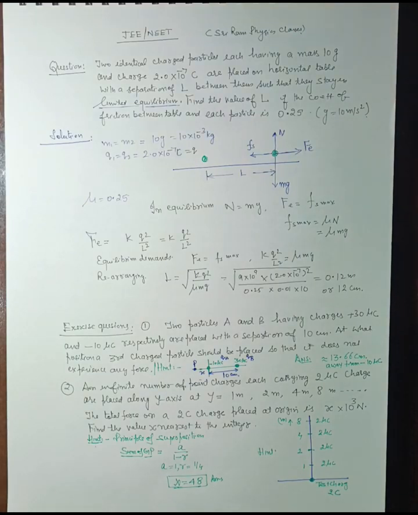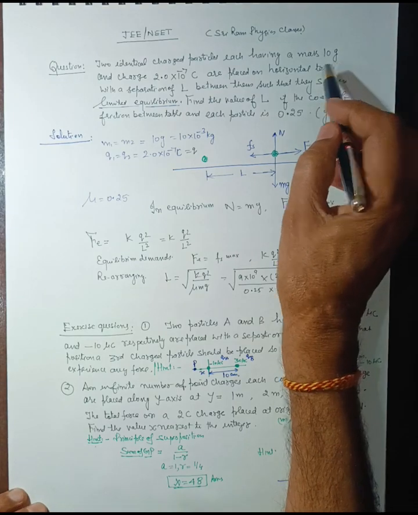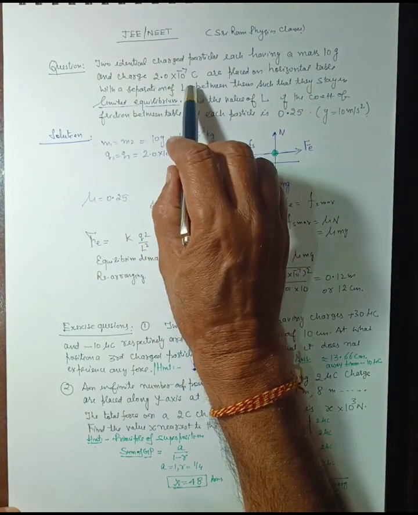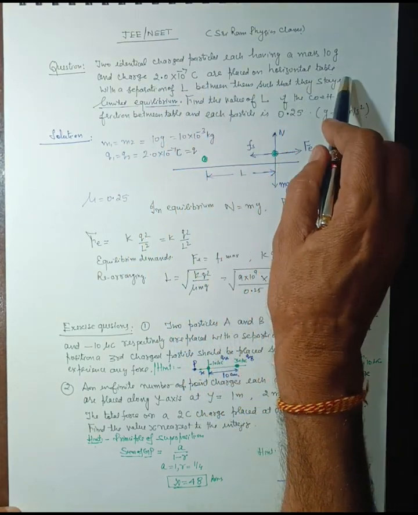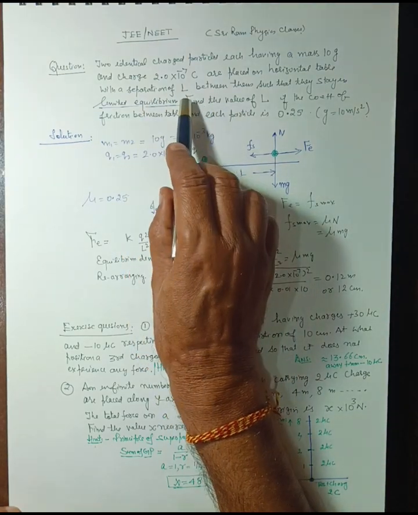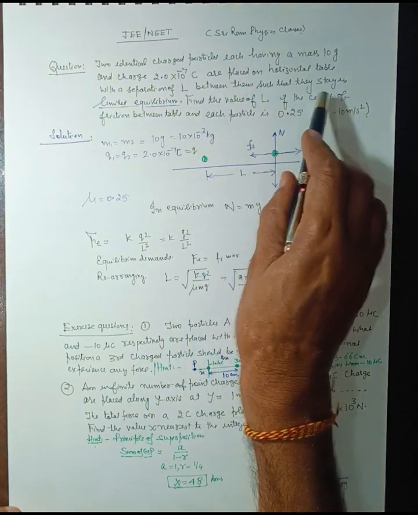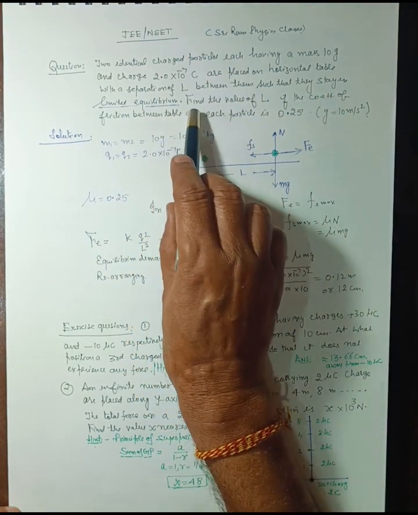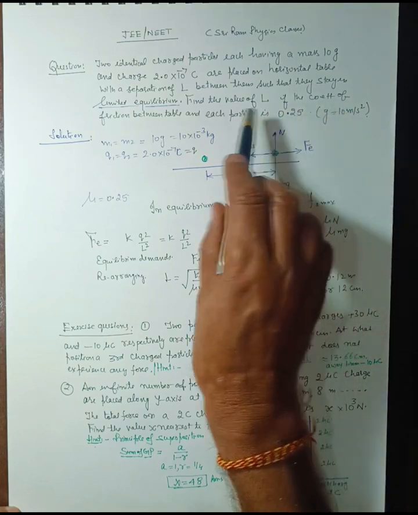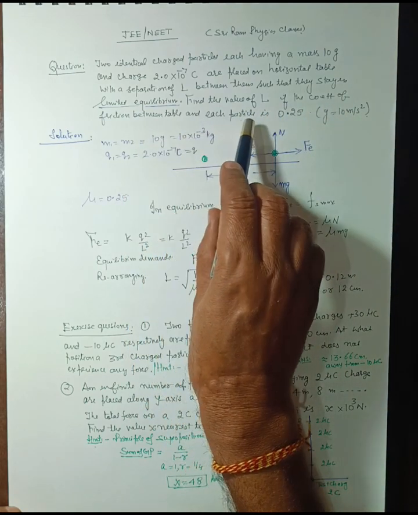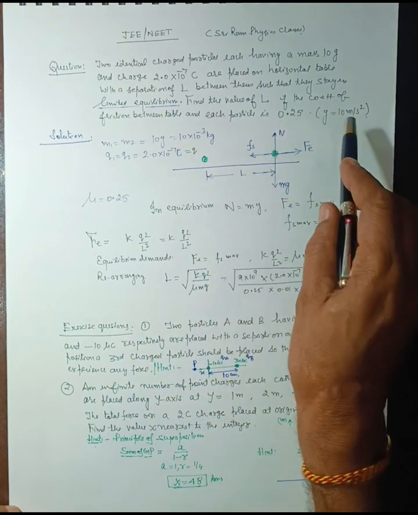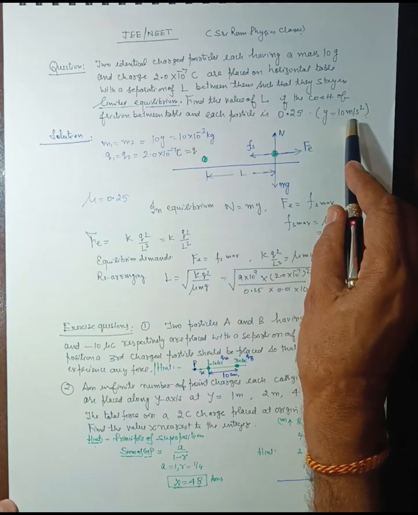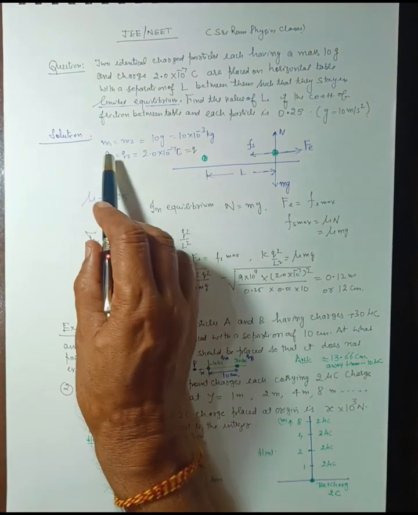आइए जरा एक न्यूमेरिकल सॉल्व करते हैं। Two identical charged particles each having a mass of 10 gram and charge 2.0 × 10 to the power minus 10 coulomb are placed on a horizontal table with a separation of capital L between them such that they stay in limited equilibrium. Find the value of L if the coefficient of friction between table and each particle is 0.25 and small g is equal to 10 meter per second square. So this is the given data.